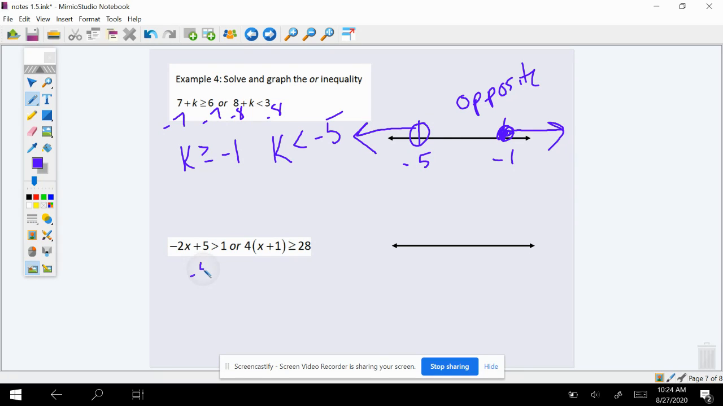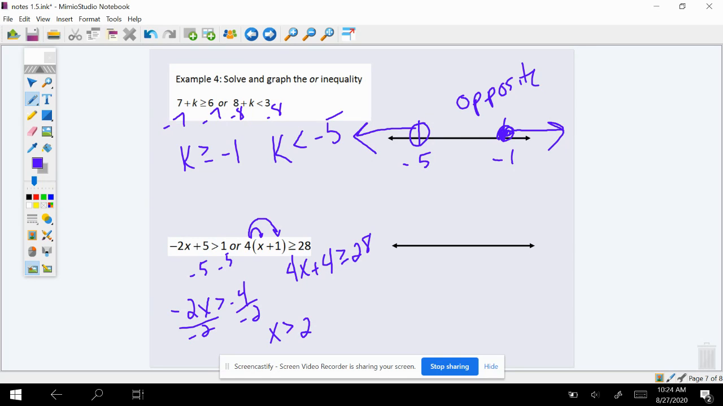Next one, we're going to get x by itself. So we're going to subtract 5. So we have -2x is greater than -5. Divide by -2. Notice I divided by a negative, so I need to switch the inequality. For this second inequality, I need to distribute. So I'm going to have 4x plus 4 is greater than or equal to 28.